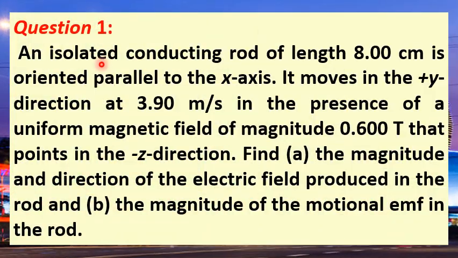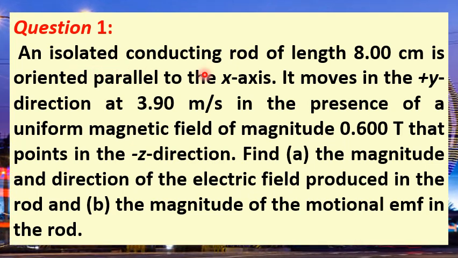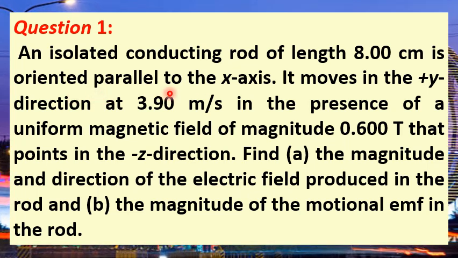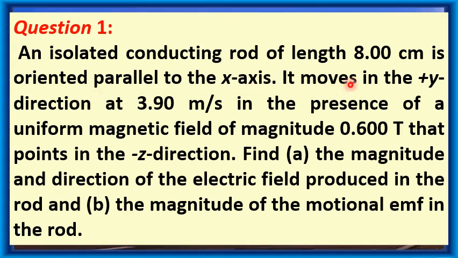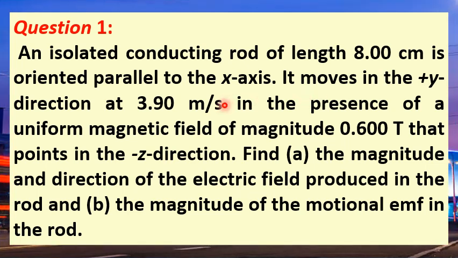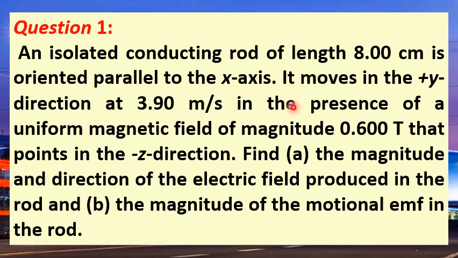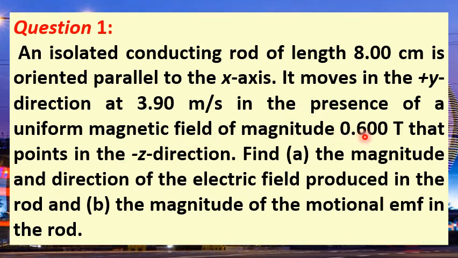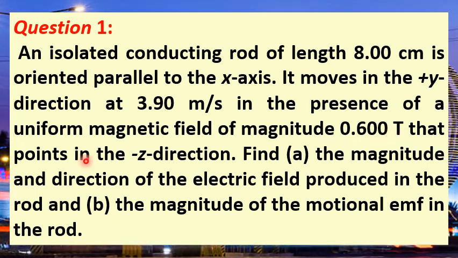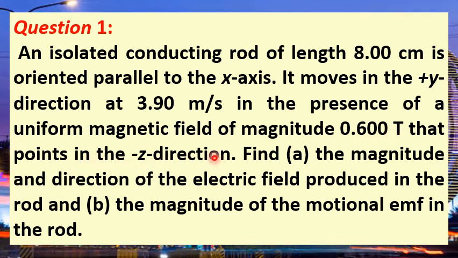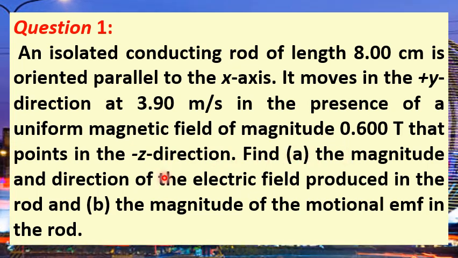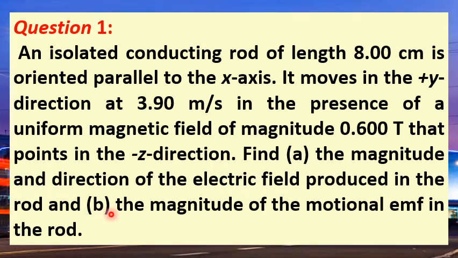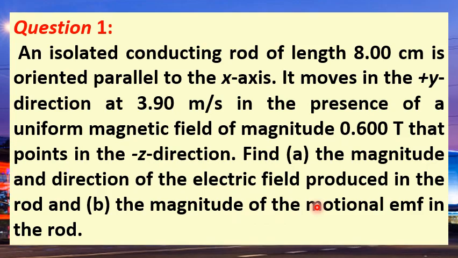Question number 1. An isolated conducting rod of length 8.00 centimeters is oriented parallel to the x-axis. It moves in the positive y direction at 3.90 meters per second in the presence of a uniform magnetic field of magnitude 0.600 Tesla that points in the negative z direction. Find letter A, the magnitude and direction of the electric field produced in the rod, and letter B, the magnitude of the motional EMF in the rod.